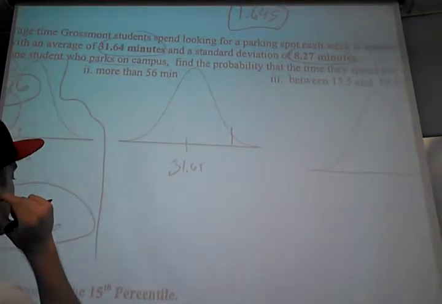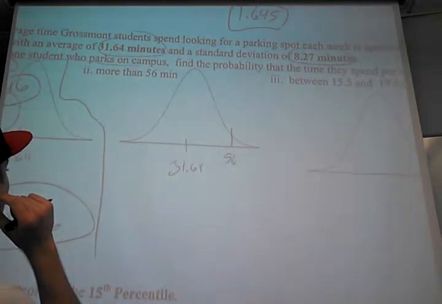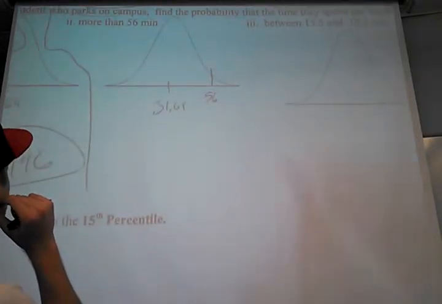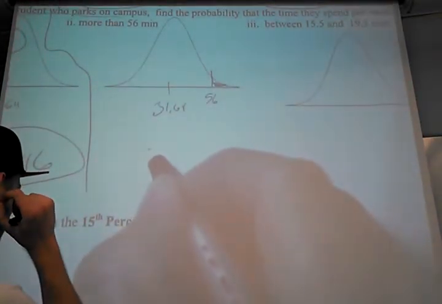So of course, again, at first, find the z-score: my data point minus the mean, divided by the standard deviation.